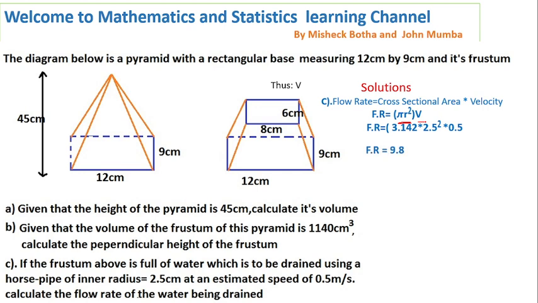When you use your calculator and do the computation, you are going to find the flow rate to be 9.82 centimeters cubed per second. Now it is very easy to understand when you convert the answer into liters. You can convert your answer from centimeters cubed per second to liters per second, since we know that 1 liter is equal to 1000 centimeters cubed. So the flow rate in liters is going to be 0.00982 liters per second. So this is how you can calculate this kind of question.